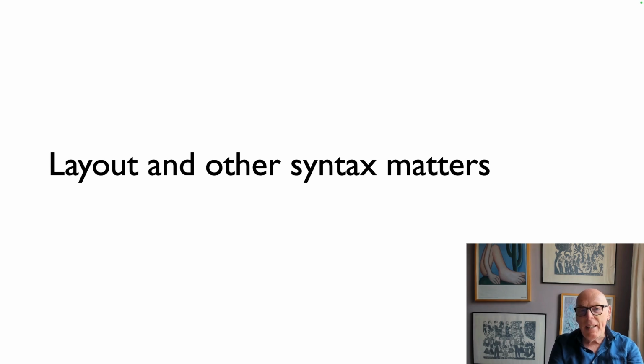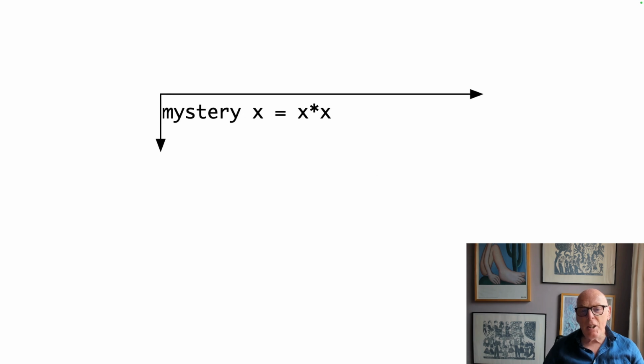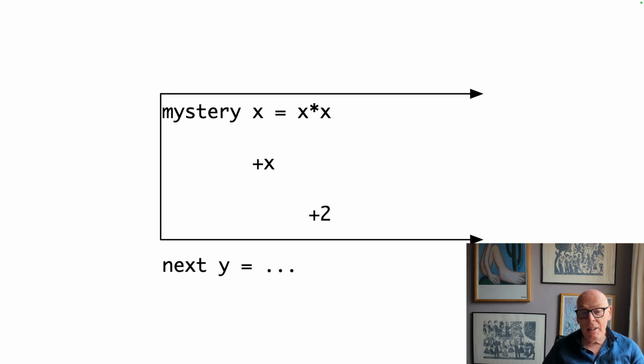I'd like to say something about layout and other things to do with the syntax of Haskell in this segment. When you make a definition in Haskell, like mystery x equals x multiplied by x, how do you know when the end of that definition is? The answer is you don't know until you hit something that is offside with respect to that definition.